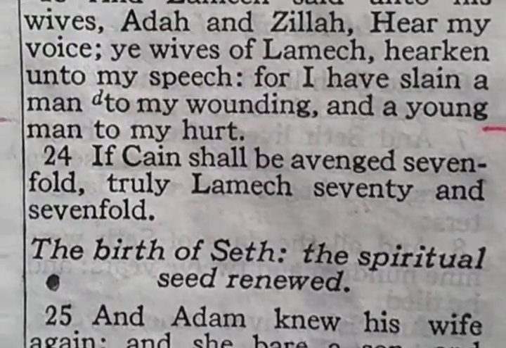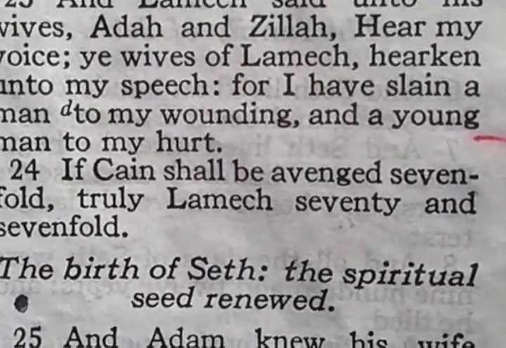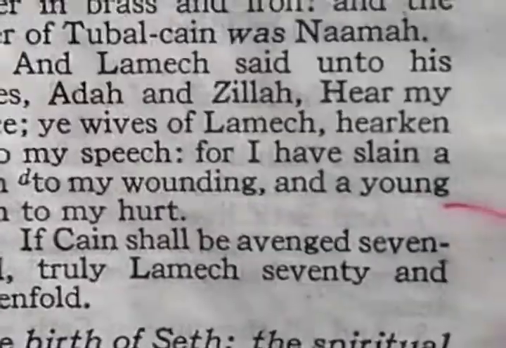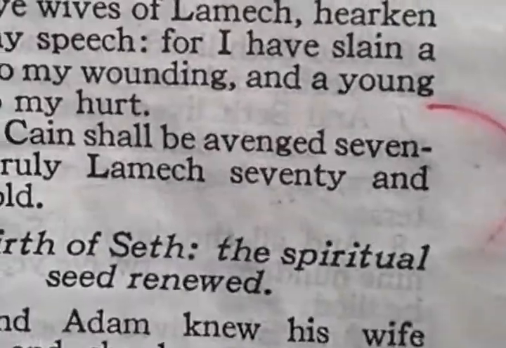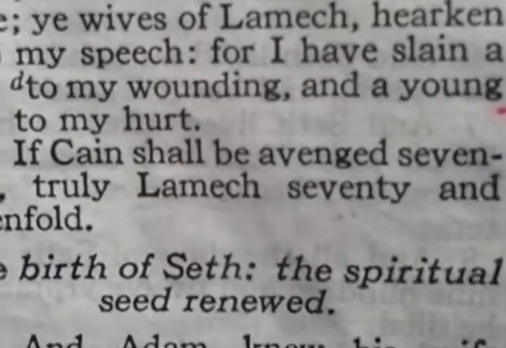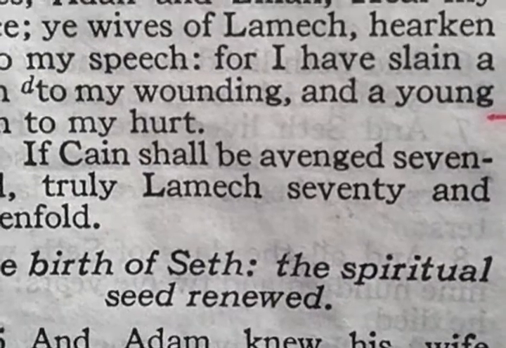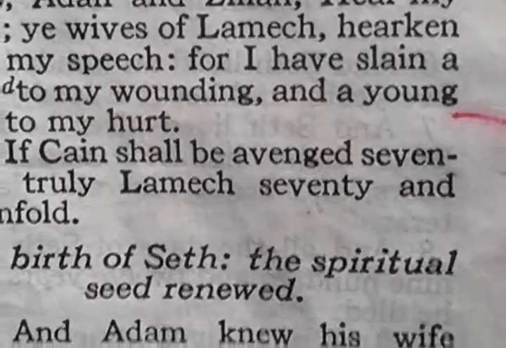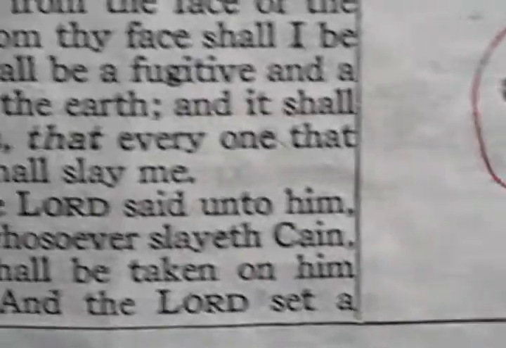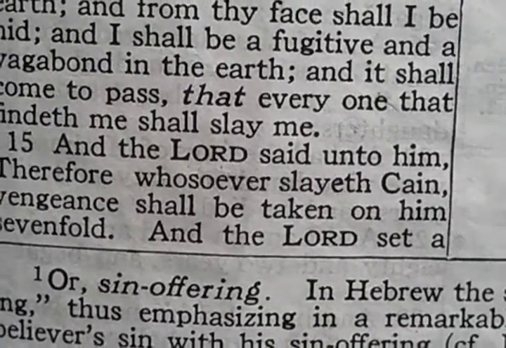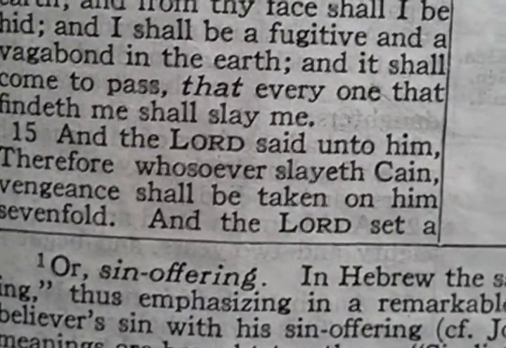If Cain shall be avenged sevenfold, truly Lamech, 70 and sevenfold. Now let's look here, because many people are probably confused at what this really means. I mean, is Cain really being avenged? Because if you really look up the word avenged in reference to how it is being used in this sentence, that's what it's implying, that Cain is going to be avenged. And then if you go right here to this verse, it guarantees that's what it means. And the Lord said unto him, therefore whosoever slayeth Cain, vengeance shall be taken on him sevenfold.